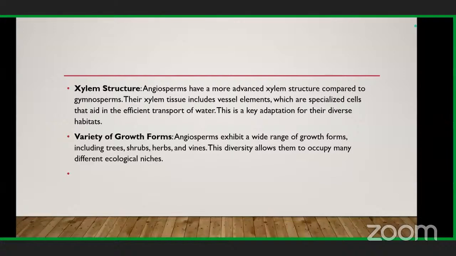Next is variety of growth forms. So angiosperms exhibit a wide range of growth forms, including trees, shrubs, herbs, and vines. This diversity allows them to occupy many different ecological niches. So they exist in various forms like trees, shrubs, herbs, and vines.